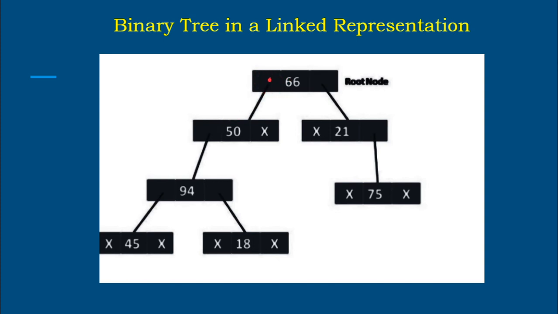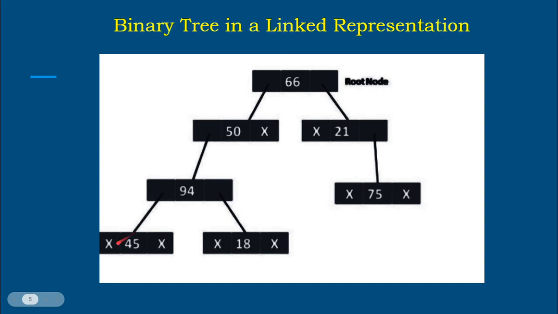From this left link 50 is stored, and it has no right child, so it is given as a null pointer. Then this 50 has a left child, so this left pointer is extended to indicate the node 94, and here this 94 has both left and right children. So from the left link the value of 45 is stored, and from the right link the value of 18 is stored, which is the right child of 94.